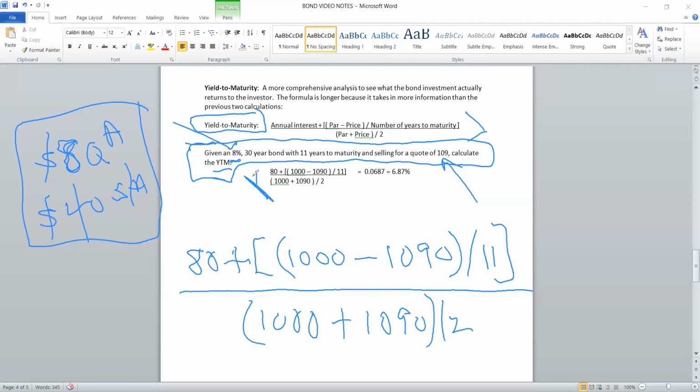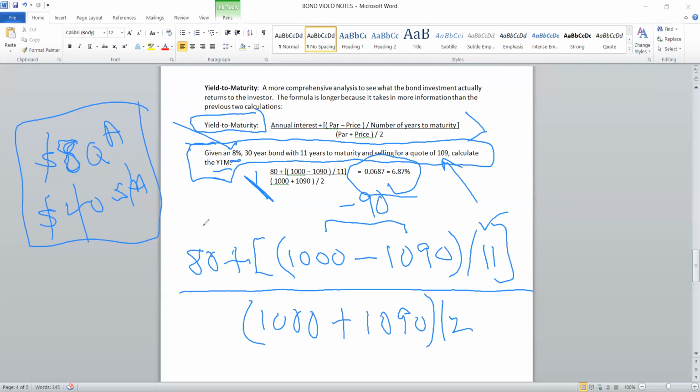So I've got it here, wanted to replicate it below. And if you're doing the calculation, which I would encourage you to do, you're going to get a 6.87% yield. So guys, this is obviously more moving parts, but the yield to maturity captures the loss right here. This is a minus $90. That's what you're going to lose in 11 years, because you bought the bond for 1090, or you're thinking about buying it for 1090, and it's going to mature at $1,000. So that $90 is going to be gone.